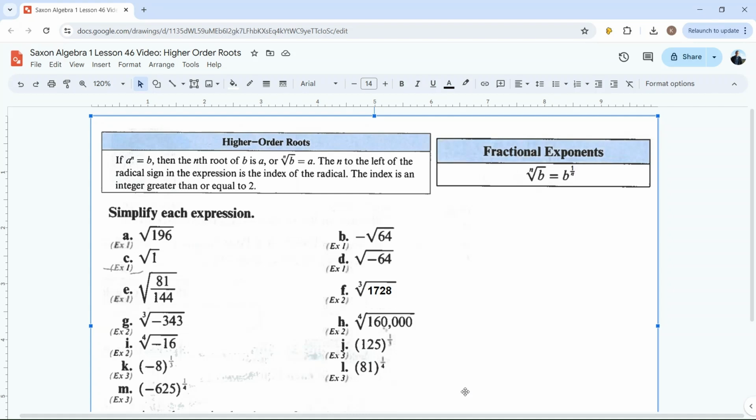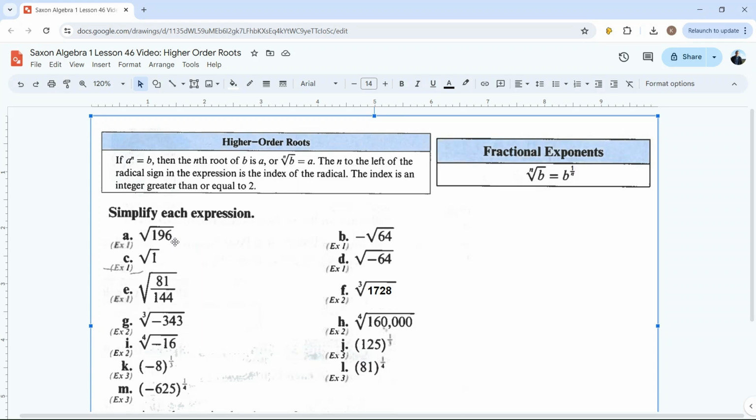Hey, algebra students, in this lesson we're going to be talking about higher order roots. Now, when I talk about roots, I'm talking about the number that I need to multiply by itself to make a different number. So, for example, you'll see letter A down here, the square root of 196. We're asking ourselves, what number do we need to multiply by itself to make 196? That is a square root.